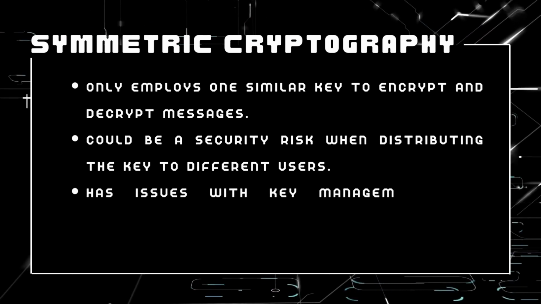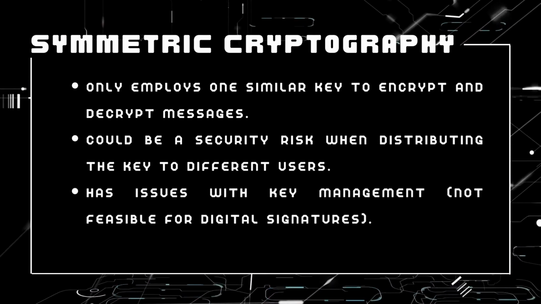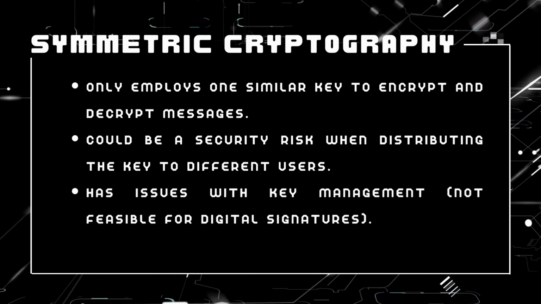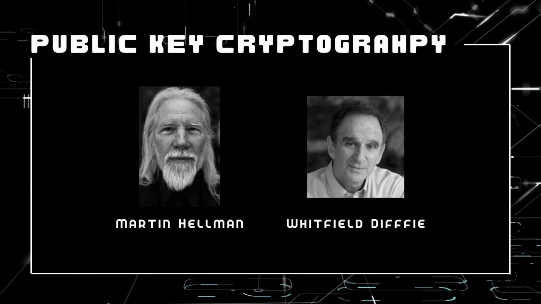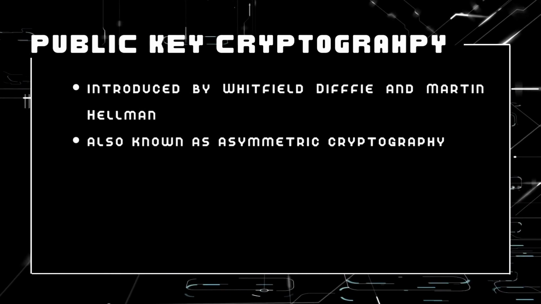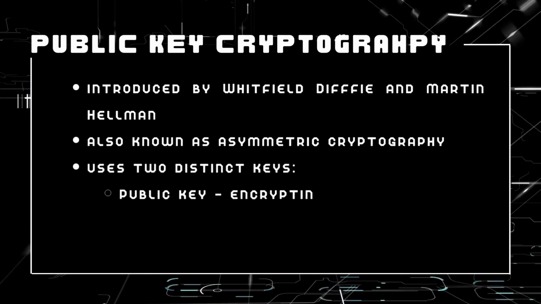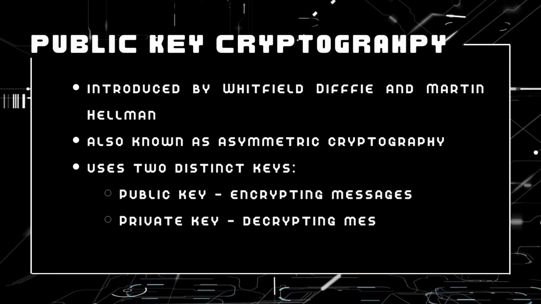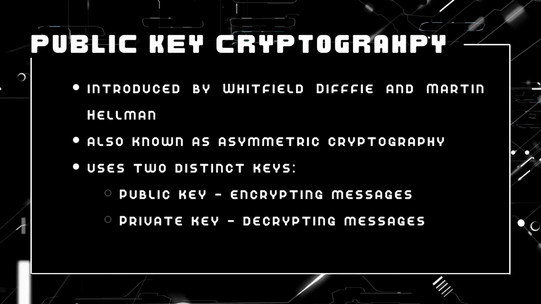It's also difficult to offer secure key management for billions of users, such as for digital signatures, hence a new type of crypto system called public key cryptography was created. Public key cryptography was introduced by Whitfield Diffie and Martin Hellman. It's also known as asymmetric cryptography because it uses two distinct keys, a public key that everyone has access to for encrypting messages, and a private key that only the individual has access to for decrypting messages.